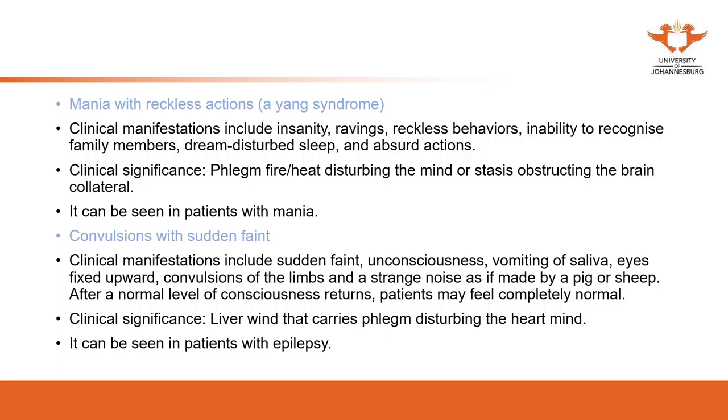The next one, convulsion with sudden faint. The patient suddenly faints, suddenly loses consciousness, can be vomiting, with the eyes fixed upwards. Convulsion of the limbs and a strange noise, especially a noise similar to a sheep.